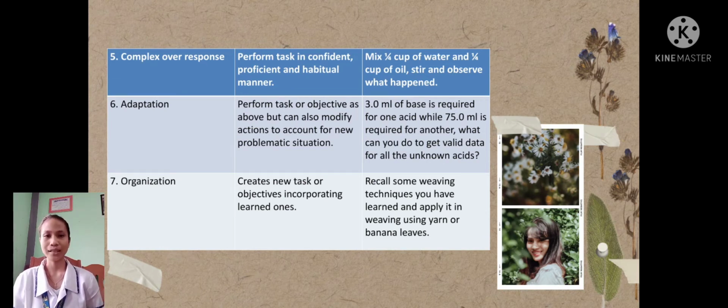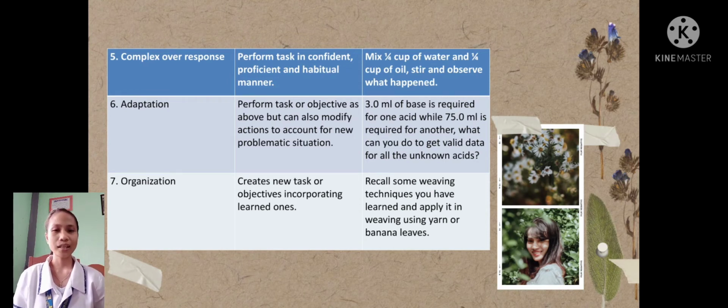The sixth level of expertise of the skill-based goal is to perform a task or objective as above, but also modify action to account for a new problematic situation. This is called adaptation. An example is: 3 ml of base is required for one acid, while 75 ml is required for another. What can you do to get valid data for all the unknown acids?